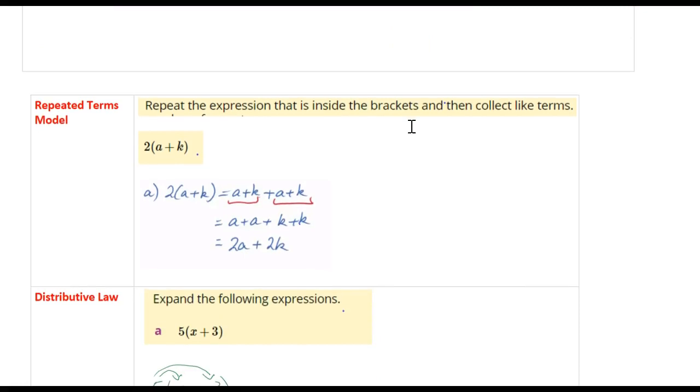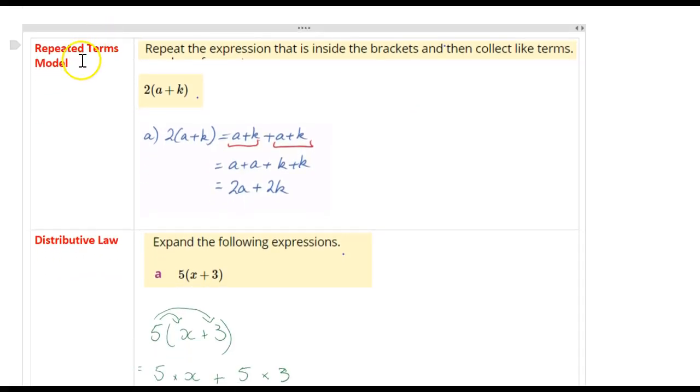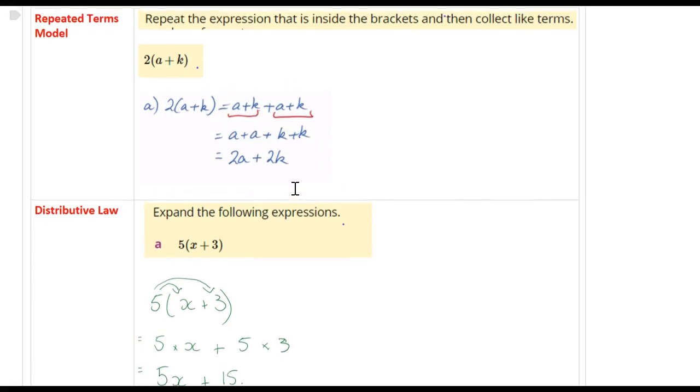Now we're going to look at the two methods that we can use. One is the repeated terms model, and the other is the distributive law. In the repeated terms model, we repeat the expression that is inside the brackets, and then we collect the like terms. Here we've got a plus k. We need to repeat it twice because that's the number outside the brackets, and then we collect the like terms. So we have 2 in brackets (a plus k). We repeat what's in the brackets twice because it's multiplied by 2, which gives us (a plus k) plus (a plus k). Now we collect our like terms. We've got 2 a's and 2 k's, which gives us 2a plus 2k. So that's how you do the repeated terms model.